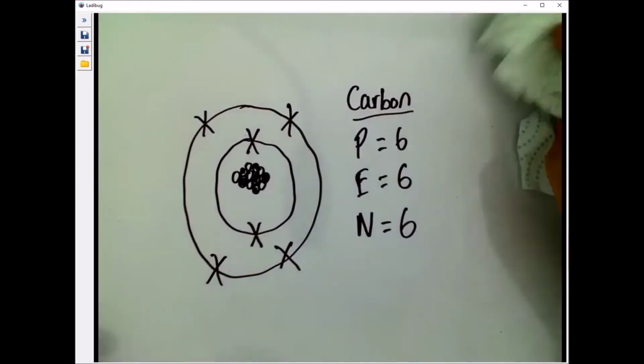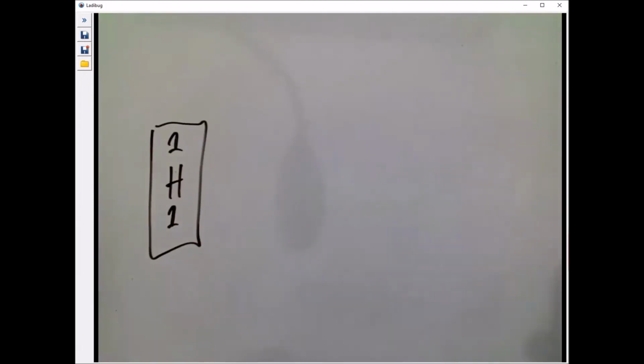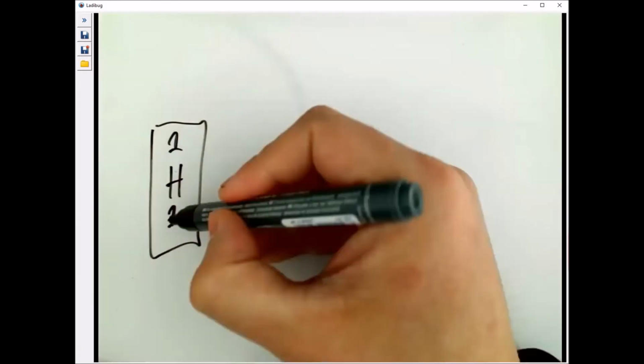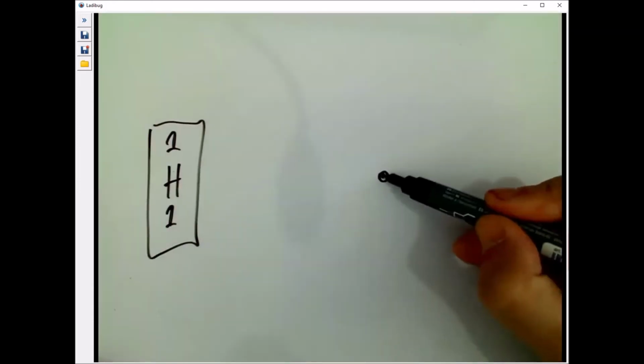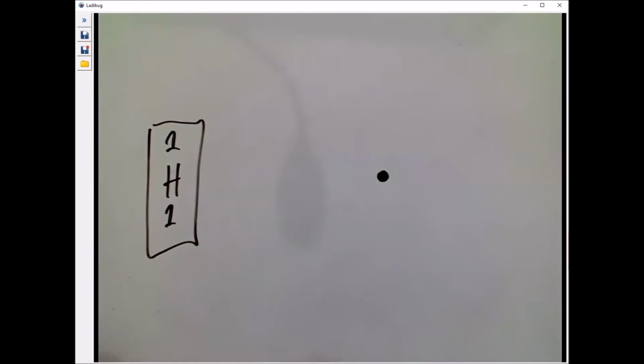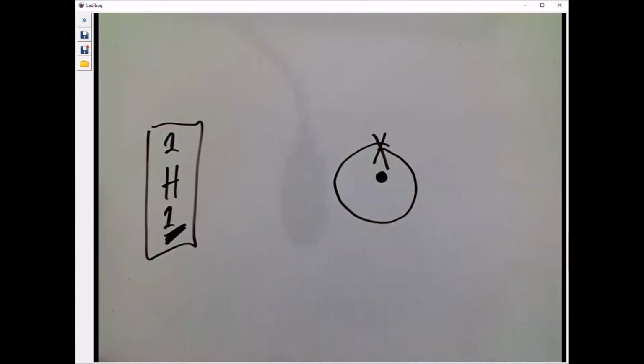I'll do one more. So right at the beginning, we've got hydrogen. Number 1 and 1. So I've got 1 particle in the nucleus. 1 of those is a proton. So I've just got 1 proton. And in order to have an equal number of charges, protons and electrons are the same. And that is our hydrogen.